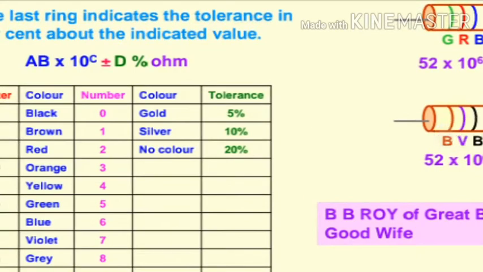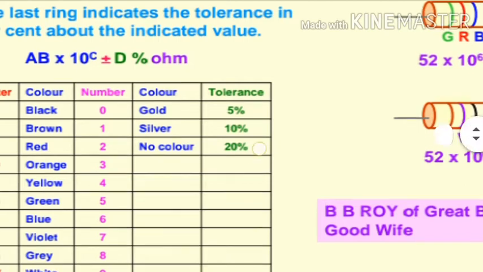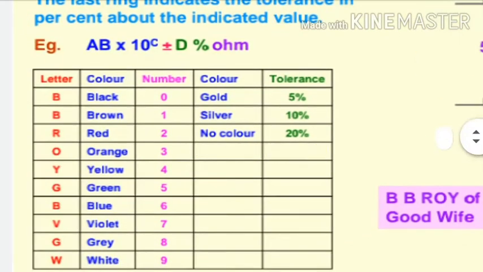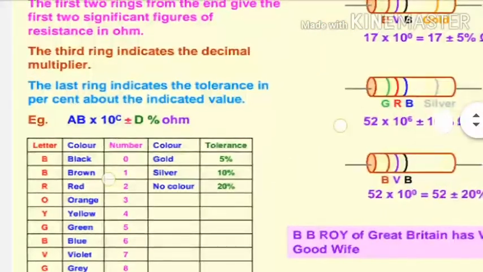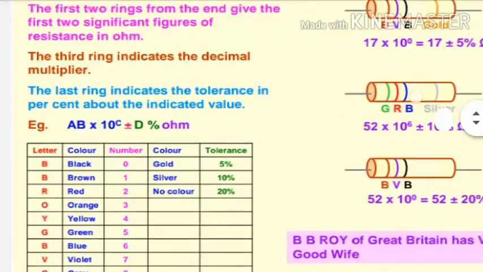If the color is gold, then the value of tolerance is 5%. If the color is silver, then the value of tolerance is 10%. And if there is no color present on the resistor, then the value of tolerance is 20%. Okay. And how can we read the value of the resistance of any carbon resistor?